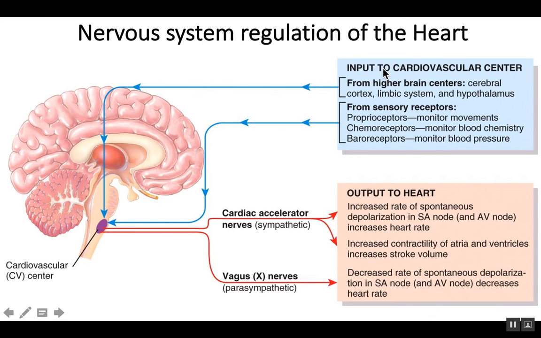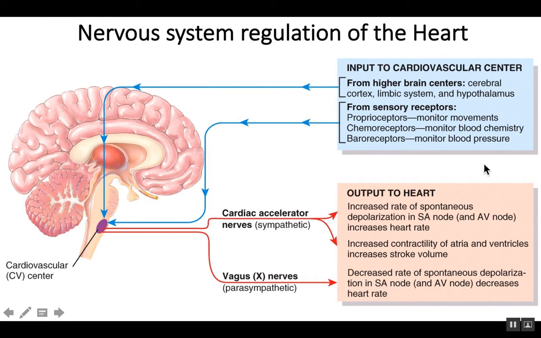Input. There's a number of different inputs to your brain. One is from the brain itself. So the cerebral cortex can have some input. Your limbic system, which if you recall is your emotional brain. So emotions can ultimately affect your heart. And then the hypothalamus. Hypothalamus, you can think about temperature. So body temperature also will affect your heart.